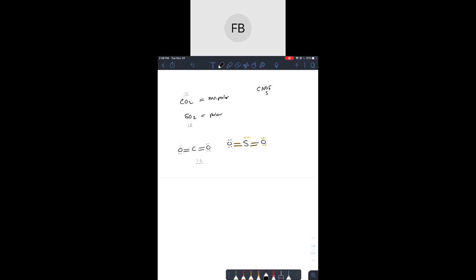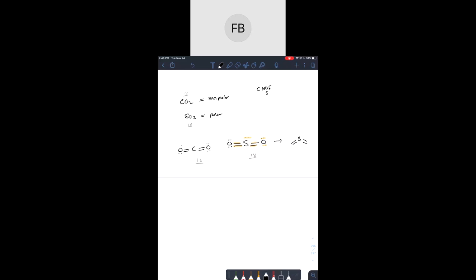And that gives us our structure. So again, if you look at this, all the octets are filled nicely. Our valence electrons are working out perfectly. We have 18 valence electrons. So what you'll notice is that this one has a lone pair here in the middle. So that's going to change its shape actually.